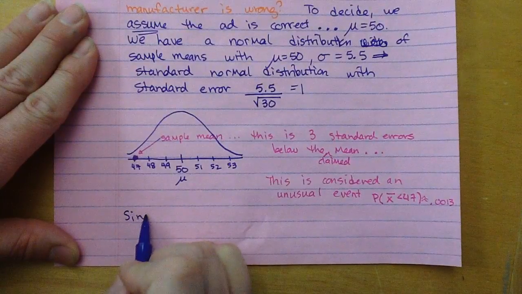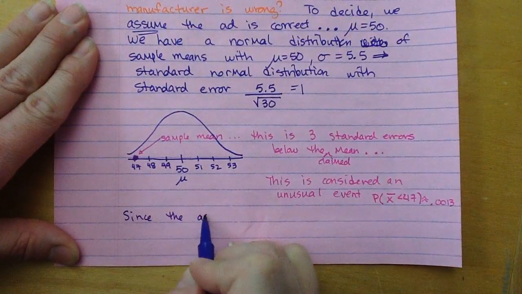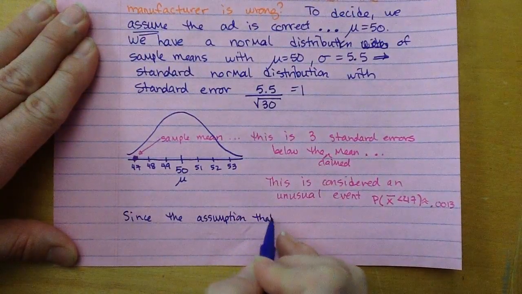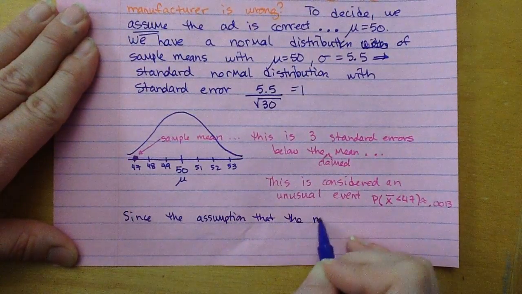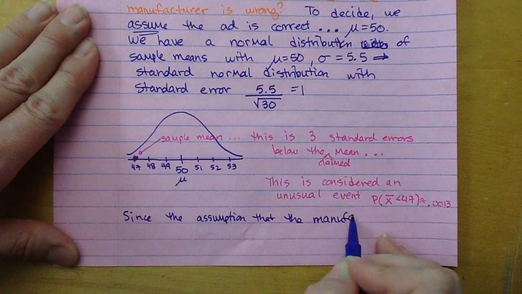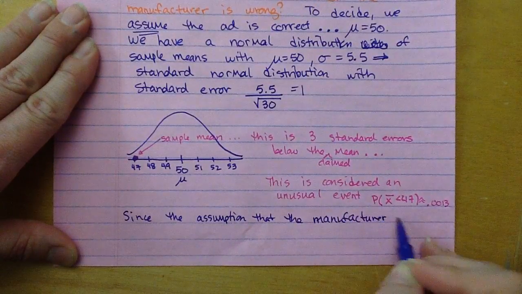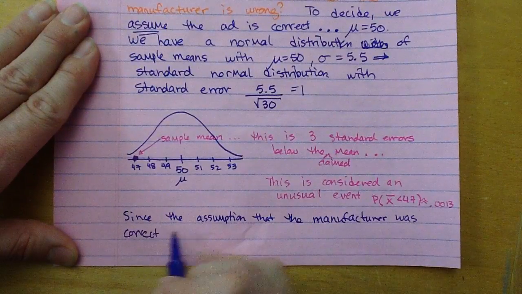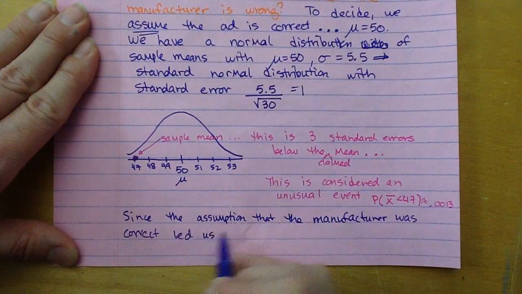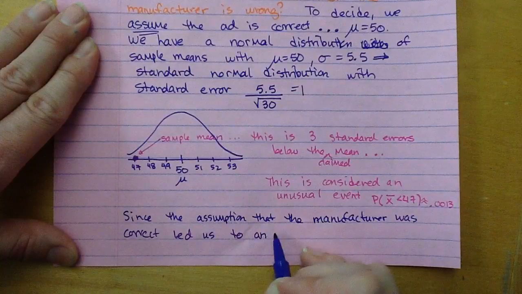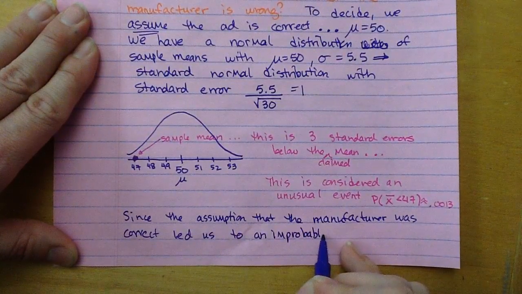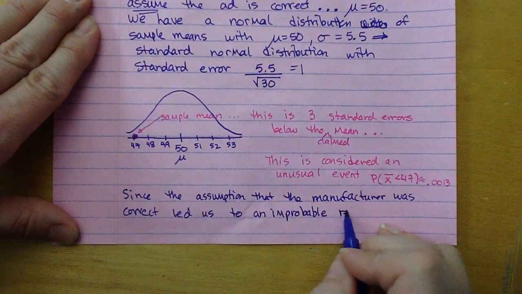So, since the assumption that the manufacturer was correct led us to an improbable result, because the probability was like 0.1%.